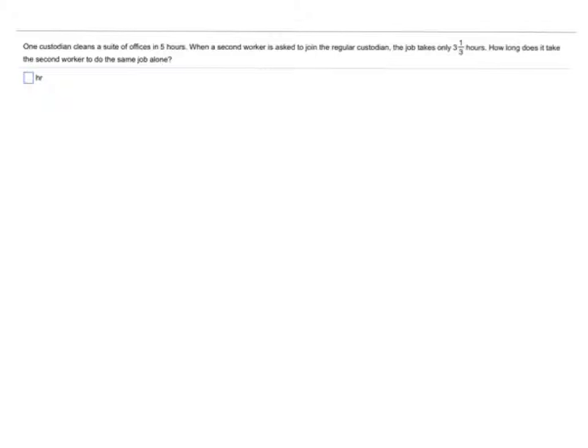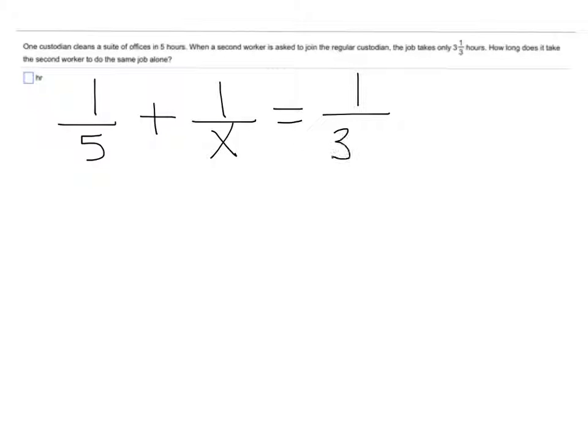So the one custodian cleans the suite of offices, so he does the job, one job in 5 hours. Now, when the second worker is asked to join, you don't know how long the one job is going to take, so we use an x for that. We don't know how many hours. That is going to equal 1 over the 3 1/3 hours, sorry.